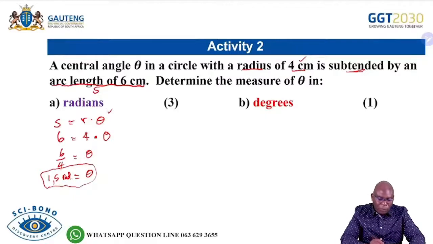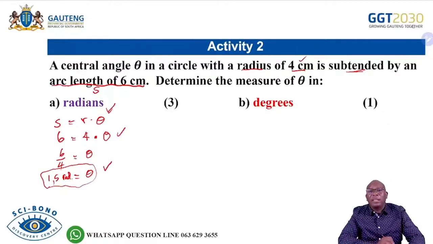So the mark will be for the formula, for the substitution, and for the final answer. That's 3. Now they say to determine that one in degrees. I've already calculated that in radians, so I've got 1,5 radians.